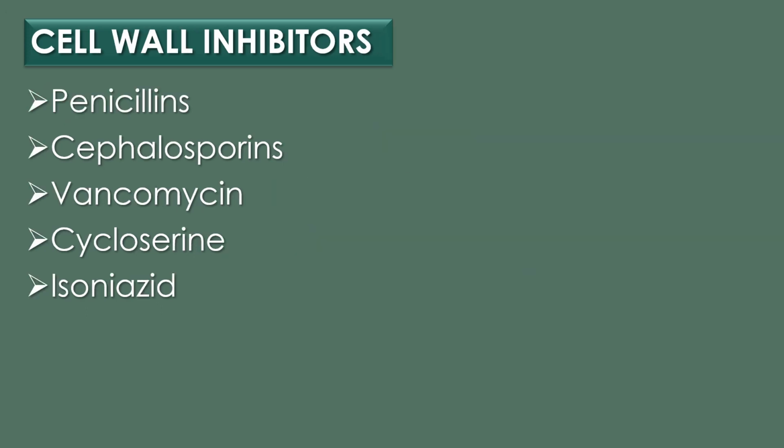In the cell wall inhibitors category, 5 groups of antibiotics are present. The first group is penicillins, the second group is cephalosporins, the third group is vancomycin, the fourth group is cycloserine, and the fifth group is isoniazid.